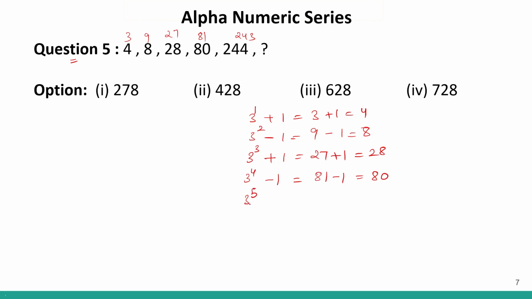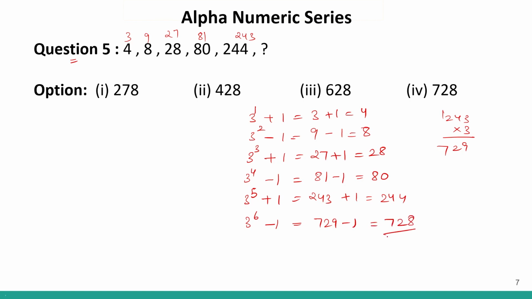Similarly, 3 raised to the power 5 plus 1. So 81 into 3 is 243, plus 1, 244. Now I'll get 3 raised to the power 6 minus 1, because we are alternating between plus and subtraction. 3 raised to the power 6 will be 243 into 3. So 729 minus 1 will give me 728. This will be my answer. The missing term will be 728. So the answer will be option number 4, 728.